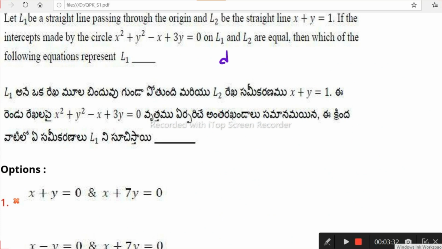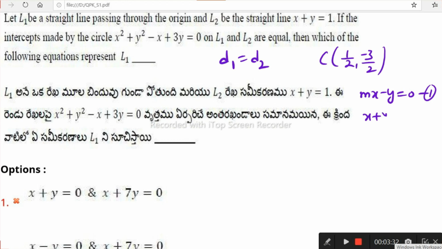We have d1 is equal to d2. What is the center? We have the center 1/2 comma minus 3/2. Okay now, what is the first line? I have taken L1 as mx minus y is equal to 0. So this is line 1 I have taken. x plus y minus 1 is equal to 0 is line 2 I have taken. That is how we took L1 and L2.